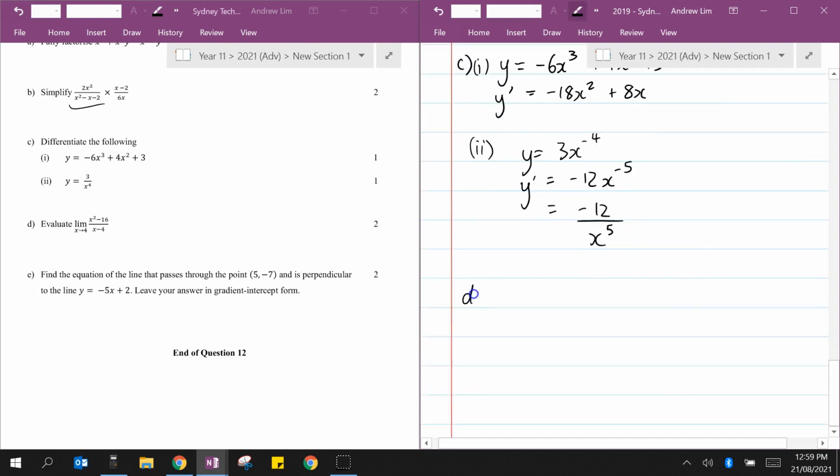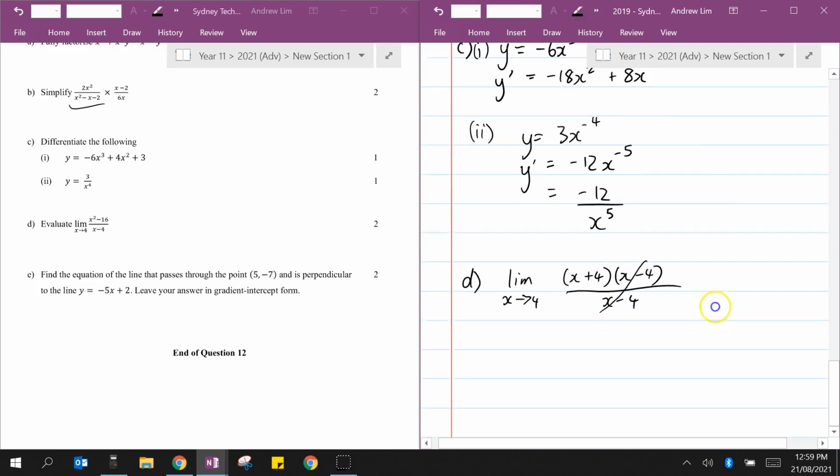Okay, question D. Evaluate the limit as x approaches 4 for x squared minus 16 over x minus 4. So the limit as x approaches 4, I'm going to factorize the numerator right now. That's the difference of 2 squares, leaving me with x plus 4 over x minus 4, all over x minus 4.